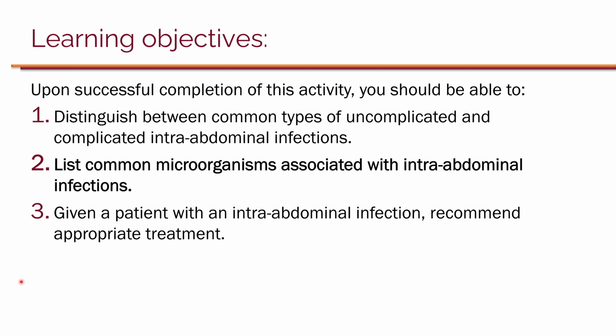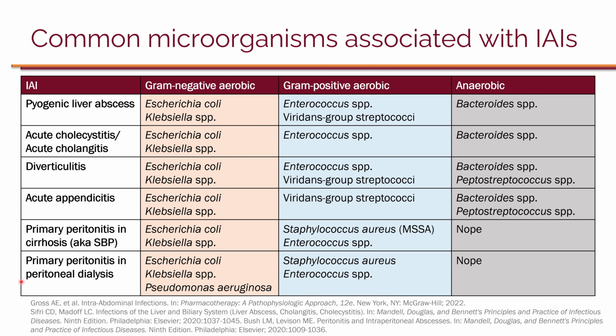Now let's list common microorganisms associated with intra-abdominal infections. When you look at different types of intra-abdominal infections, you can see that there is a large overlap between some of the common causes of these infections. So for example, E. coli is pretty much always present. Klebsiella is always present on the list. And on the gram-positive part, you can see that for the most part, there is Enterococcus species present. And on the anaerobic part, mostly Bacteroides.